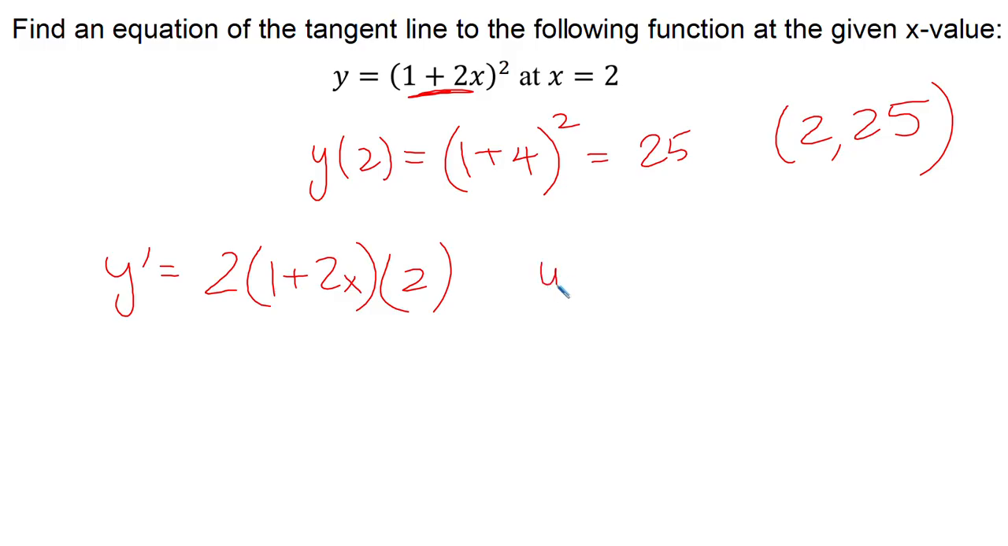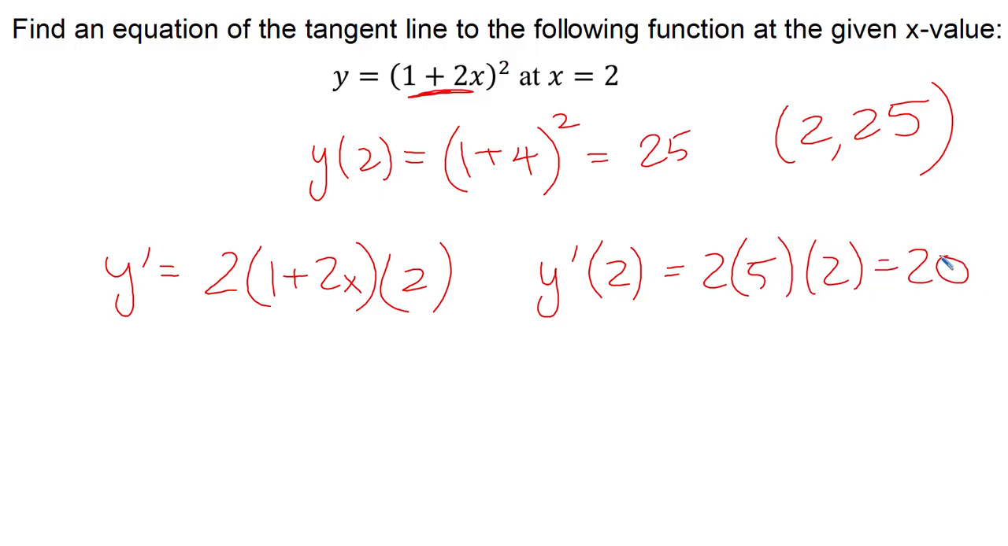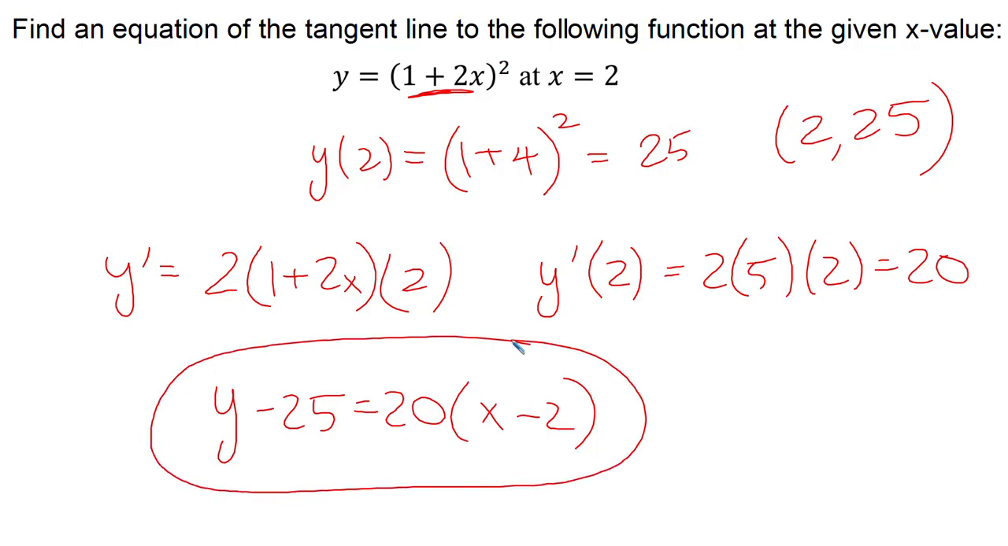If we evaluate that at x equals 2, then we have 2 times 5 times 2, which is just 20. And so when we put that into point slope form, we're going to just get y minus 25 equals 20 times x minus 2. And that will be our final answer.